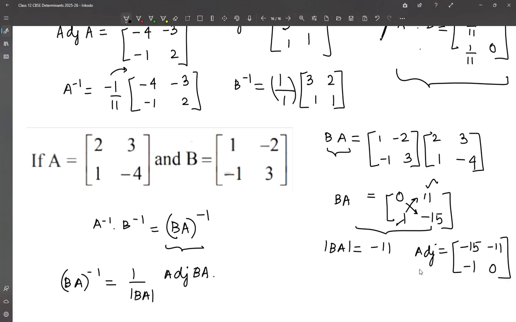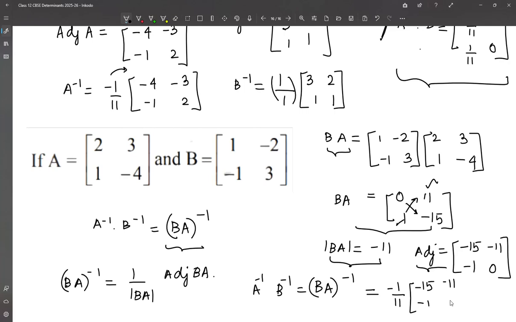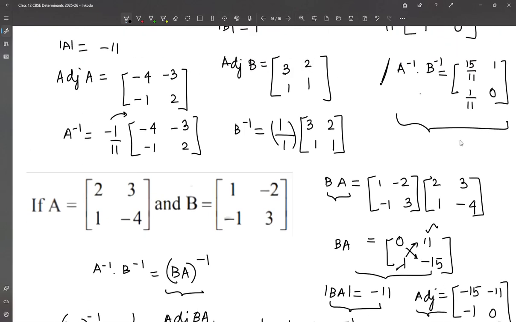Now that we have found the adjoint and the determinant, we have BA the whole inverse, which was asked in the question. So A inverse into B inverse, which is equal to BA inverse, is equal to minus 1 by 11 into the matrix minus 15, minus 11, and then minus 1 and 0. If you take the minus 1 by 11 into every term, you get this answer.